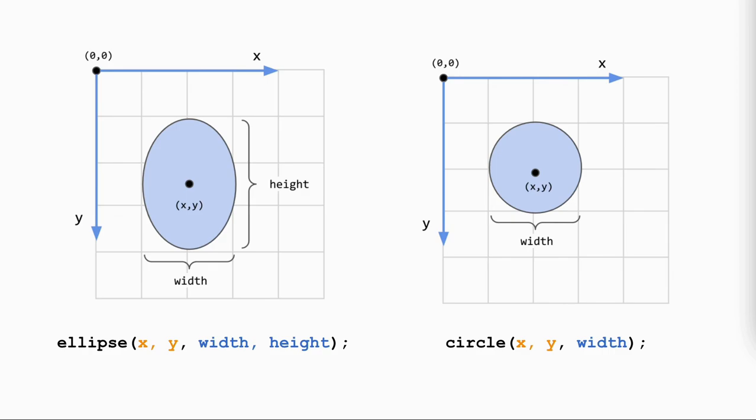The function to draw a circle is called circle. Similar to the ellipse function, the circle function first needs to be provided with data points, or parameters, for the x and y coordinate, where the middle of the circle should be placed on the canvas. Lastly, we need the value for the width, or diameter, of the circle.